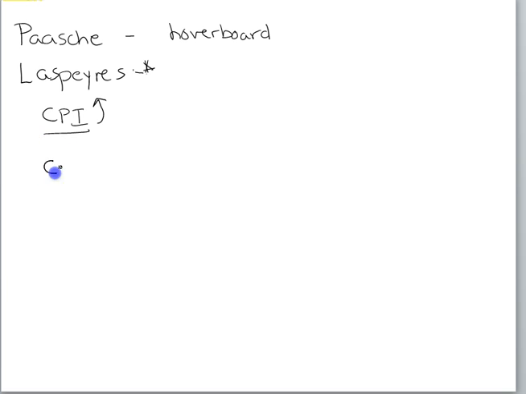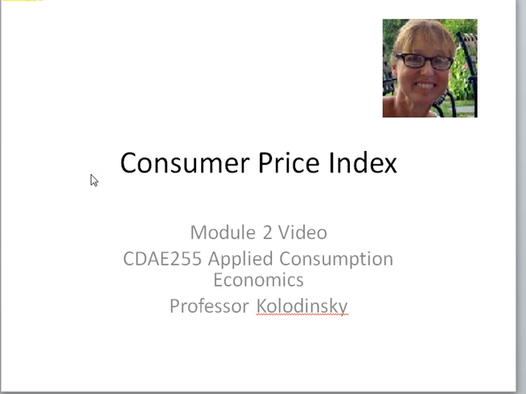So let's talk a little bit about where the CPI comes from.